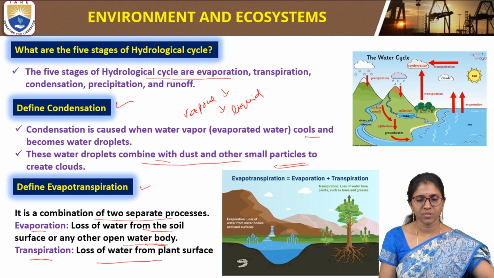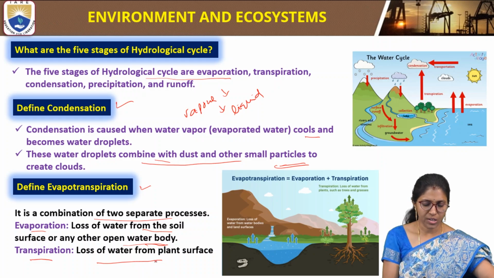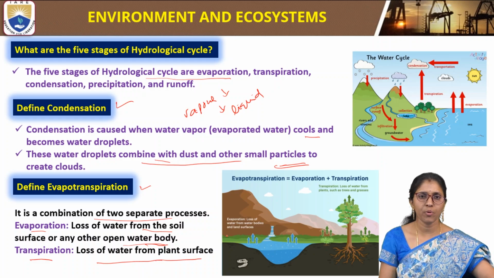Evaporation means loss of water from the soil surface or any water body surface, and transpiration means loss of water from plant surface. So evapotranspiration means loss of water from the soil surface as well as the plant surface. So this is the definition of evapotranspiration.